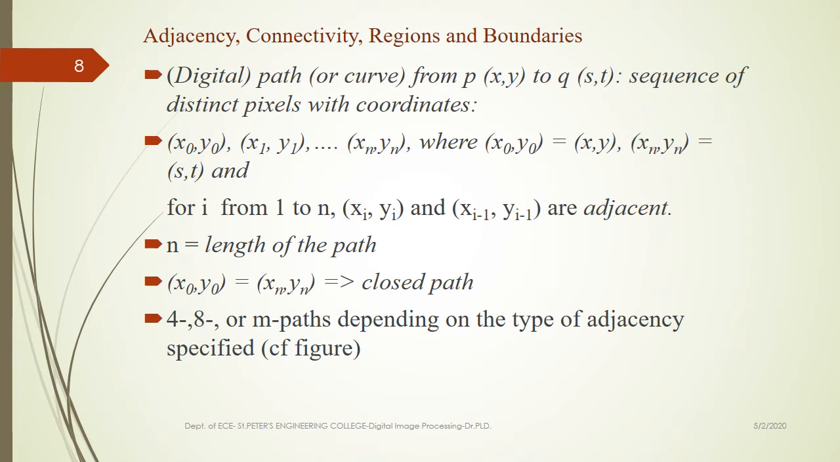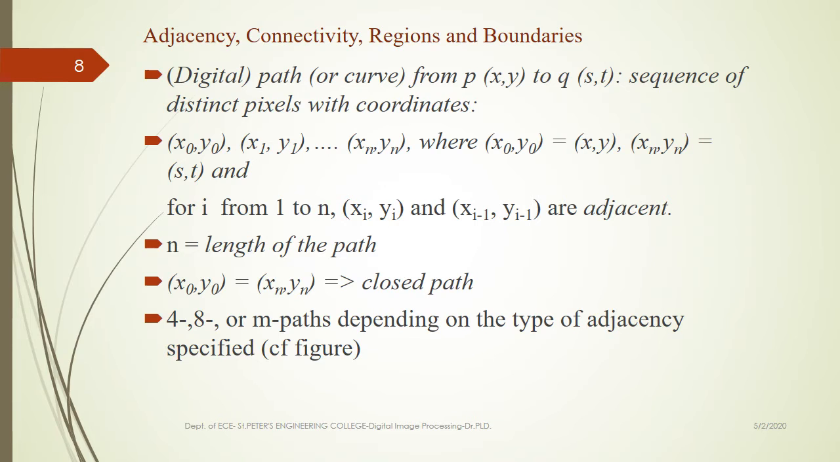A digital path or curve from P of xy to Q of st. Suppose you denote the spatial locations of P as xy and Q as st. It is a sequence of distinct pixels with the coordinates x0, y0, x1, y1, up to xn, yn, where x0, y0 equals xy and xn, yn equals st. You equate the starting pixel location with P and the ending spatial location with Q, st.